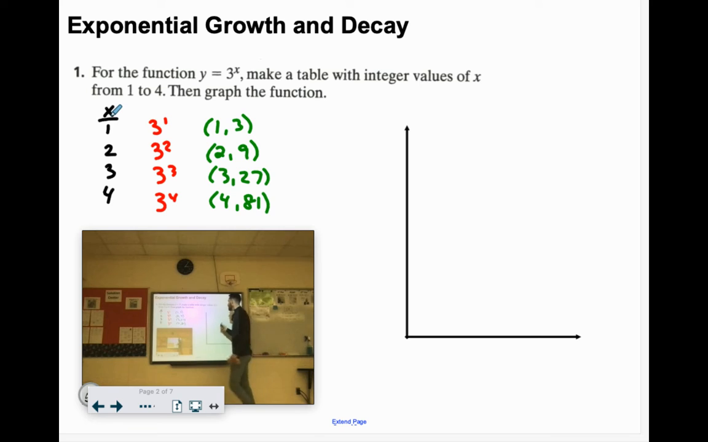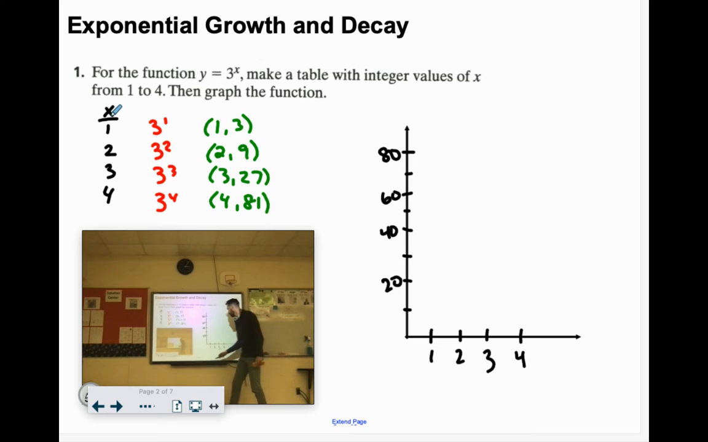So 80 is a nice even number. So if we made this 80, and then we'll just make 81 a little bit above it. So half of that is 40. We can split those with 60 and 20. We can throw in 10s in between those. We have 1, 2, 3, 4. All right. 1 is at 3. That's about there-ish. 2 is at 9. 3 is at 27. That's about there. And then 4 is at 81. So it gets pretty steep there.